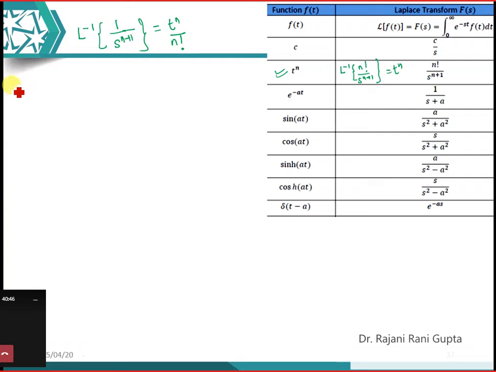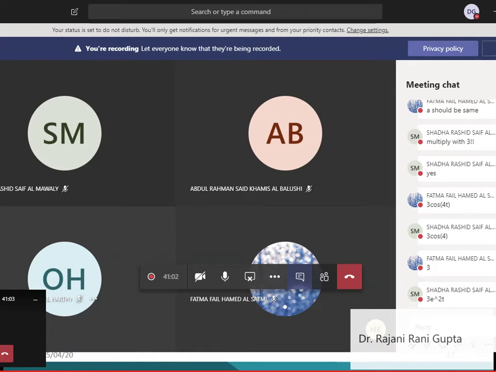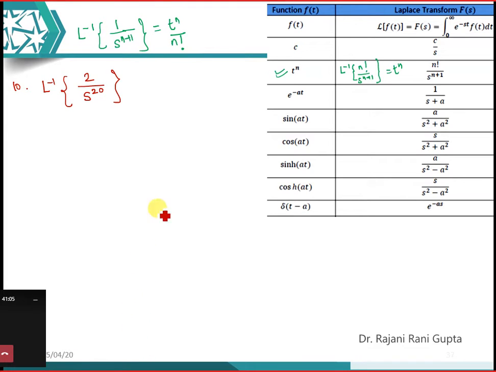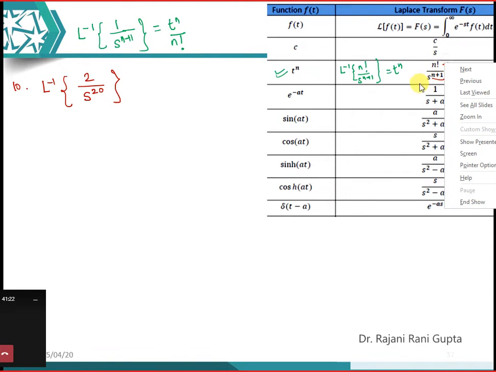So how do we work with it? Say question number 10. Laplace inverse of, assume you have 2 divided by s to the power 20. Okay, so let's see how to work on this example. Now s power 20, the power is more than 2. So you have to make use of this rule only. What this rule says is, if you have n plus 1 in the denominator, you should have n factorial, 1 less than that, in the numerator.